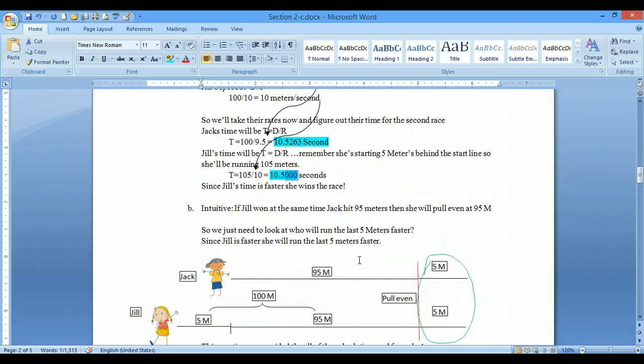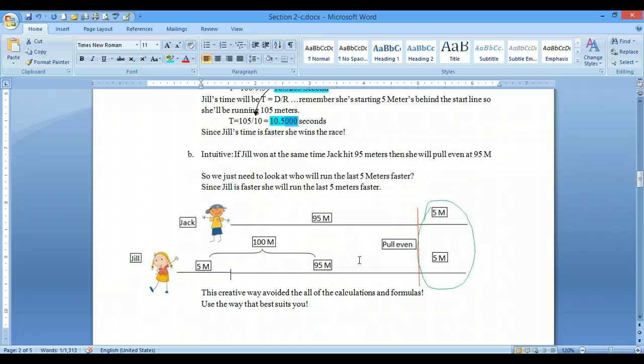This one is just intuitive. We didn't do any calculations. So if Jill won at the same time in the first race, she won the 100 meters when Jack hit 95, then she will pull even with Jack on the second race at 95 meters. So here's the starting line, but she's starting 5 meters behind, and she ran at the same time she hit 100 meters, Jack hit 95.